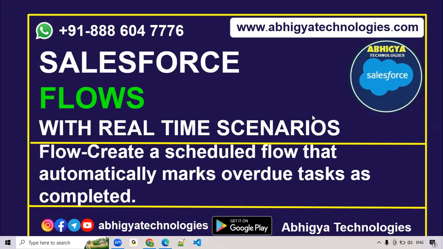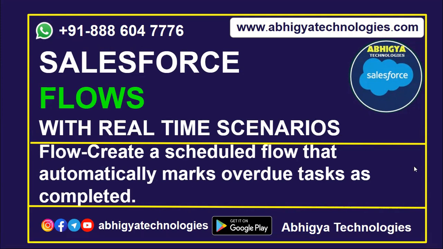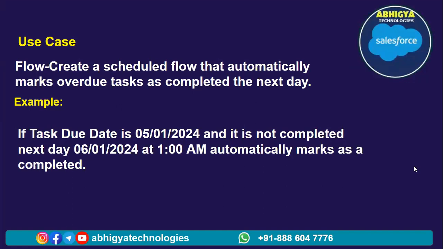Here is the use case. Tasks that are not completed, meaning overdue, we need to mark as completed. Here we can check the use case in detail. Create a schedule flow that automatically marks overdue tasks as completed the next day.